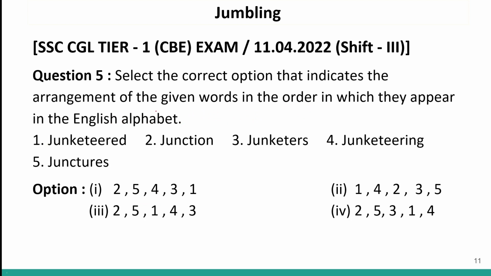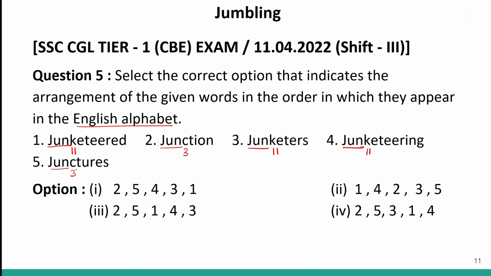Now, question number 5. We have to arrange them in English dictionary order. Now, junketeered, junction, junketeers, junketeering, and junctures. So I can see JUN is clear in each word. So JUN, JUN, JUN, JUN, and JUN. So we'll look at the next letter. Over here, the next letter is K, which is 11th position. C, 3rd position. K, again 11th position. 11th position, and C, which is 3rd position.